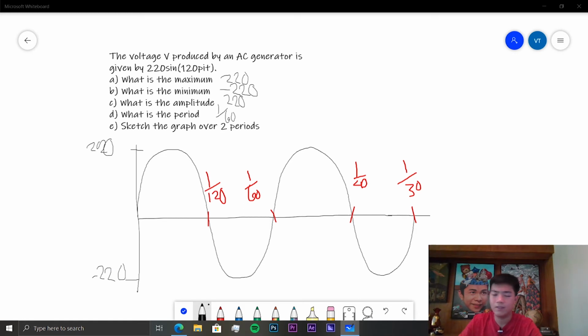I don't know how they've got the period as 1 over 110. Perhaps they just accidentally divided the voltage by 2, but I don't see how that is. So I'm going to say they're wrong.